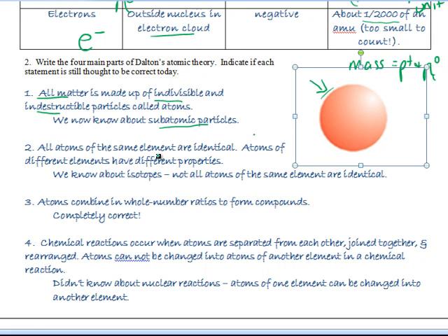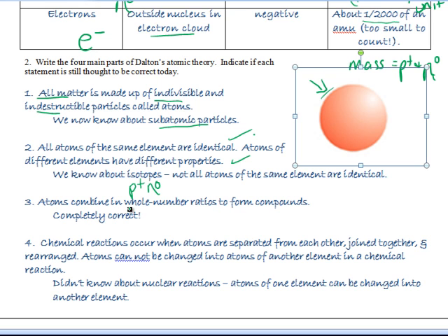Now, number 2, atoms of the same element are identical. That is not entirely true, but if you think about it from a historical point of view, he never knew about protons and neutrons. He never knew about isotopes, so he concluded that they were identical. They're absolutely similar, but they're not identical. But atoms of different elements have different properties, and that is true. If you look at a nitrogen atom, it's going to be different than a helium atom, or than a gold atom, or than a magnesium, and so forth.